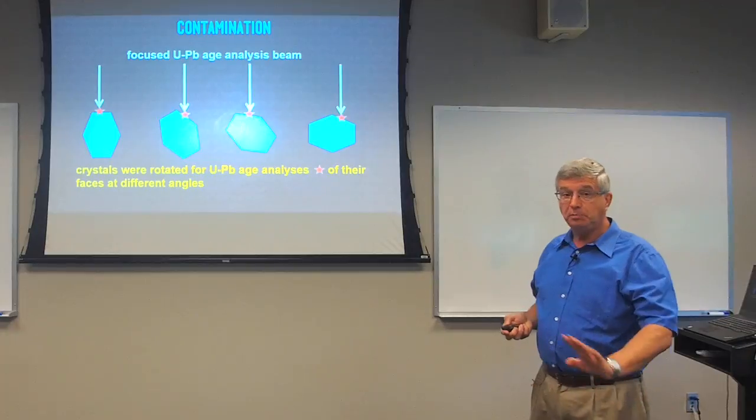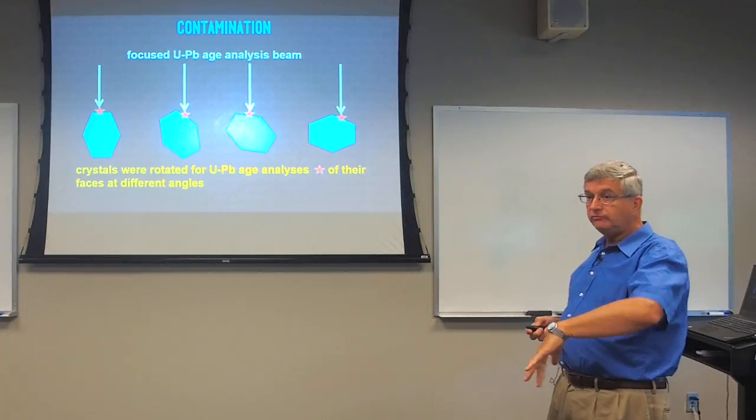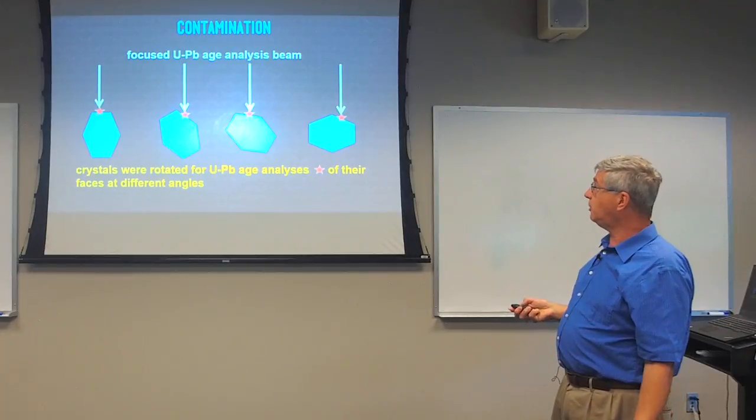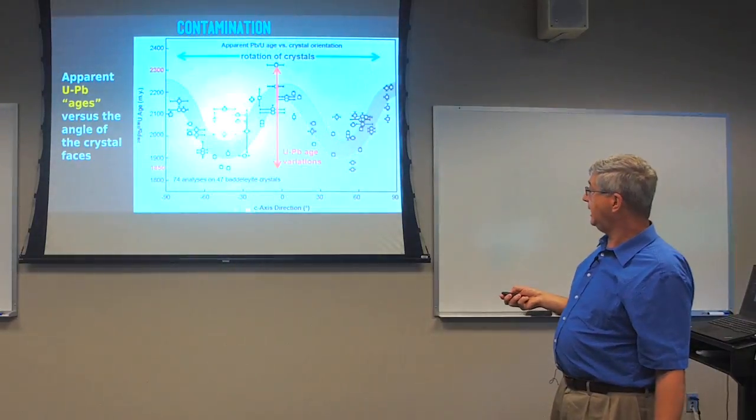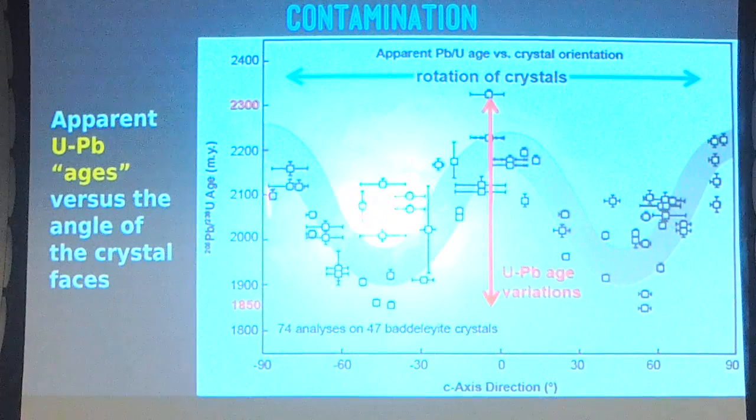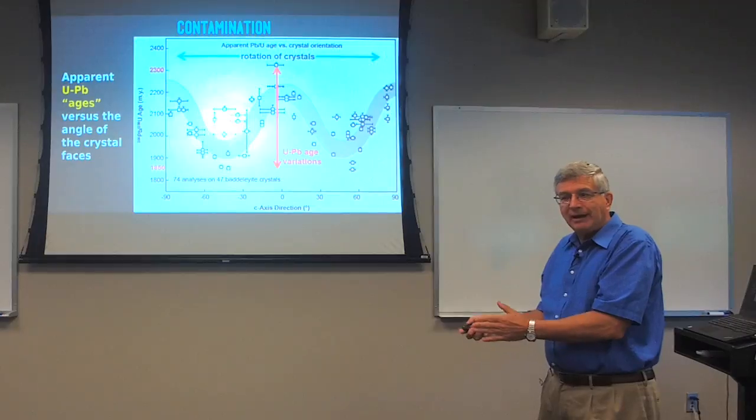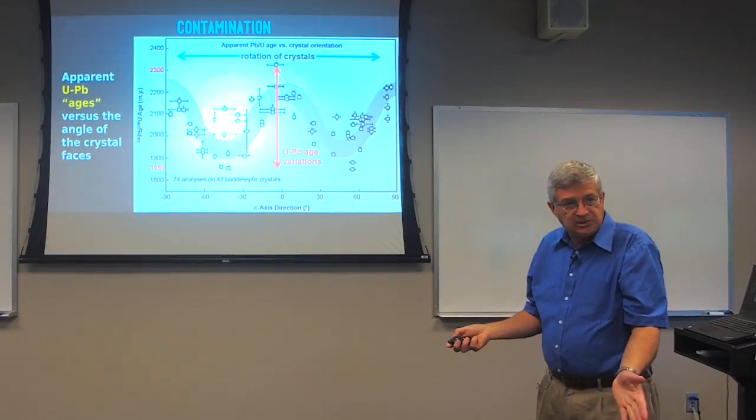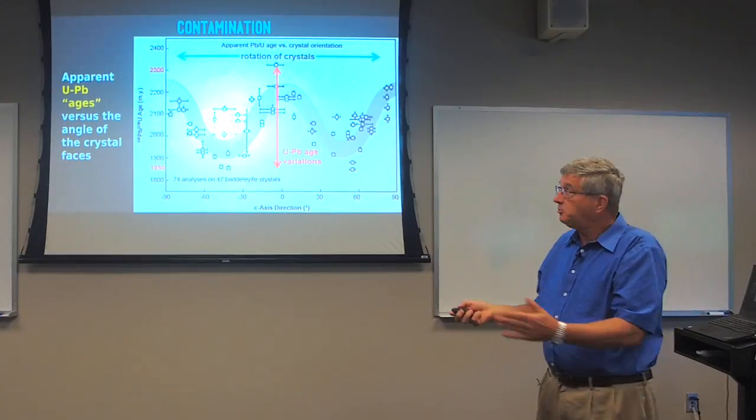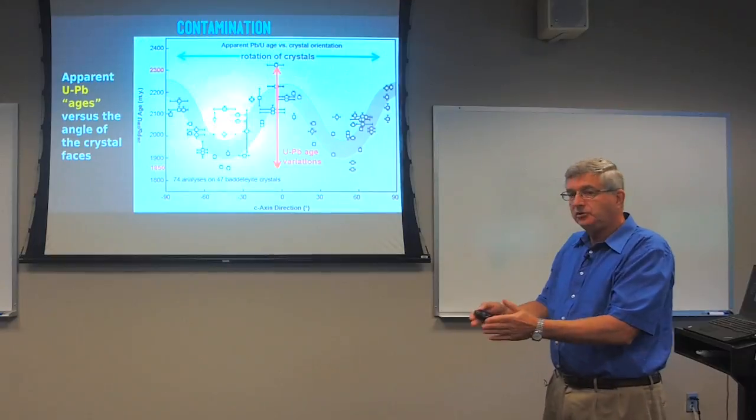And so you can plot the angle versus the age. And so what do we get? Here's the angles, here's the ages. As you rotate these crystals, you get variations of several hundred million years depending on the angle of the beam to the face. So what does that tell you about the ages? They're meaningless, because it depends on the angle of your beam to your mineral.